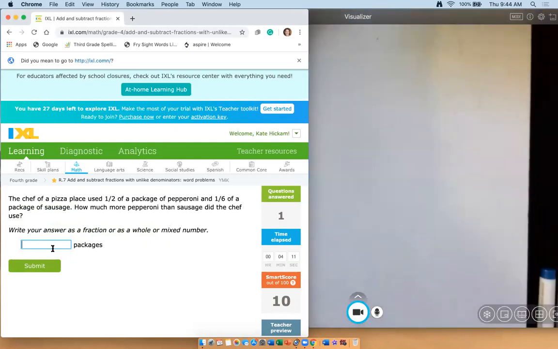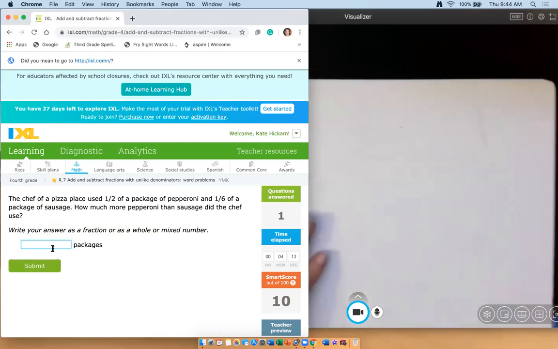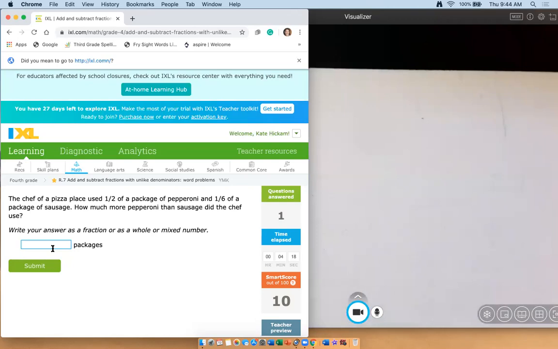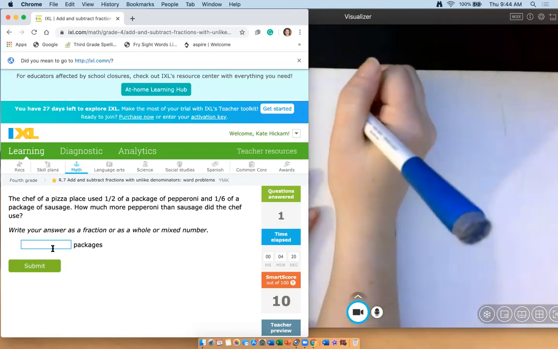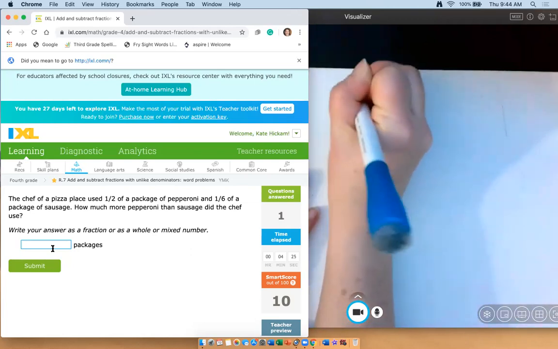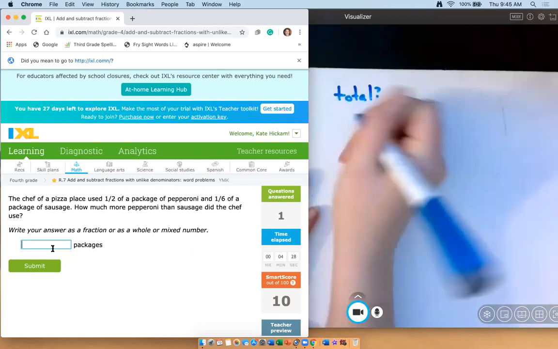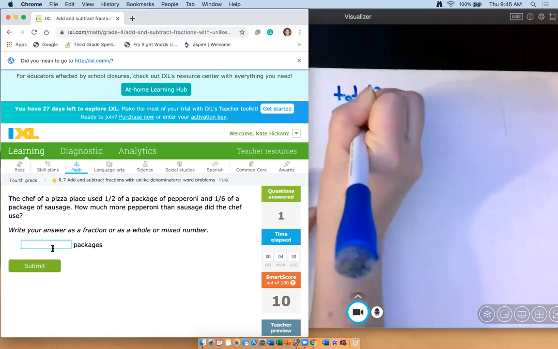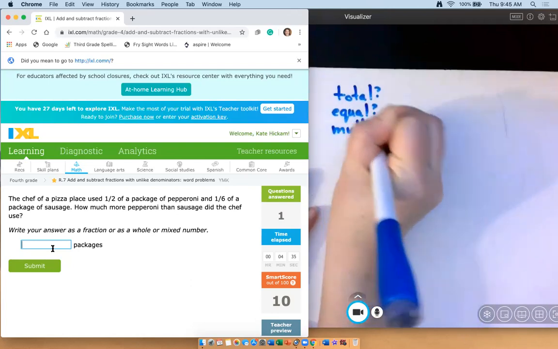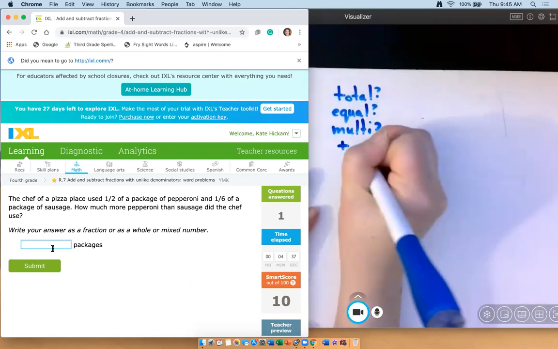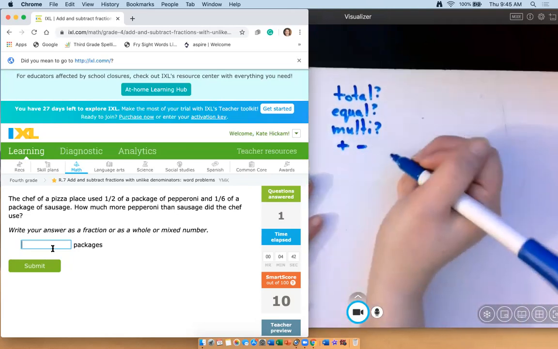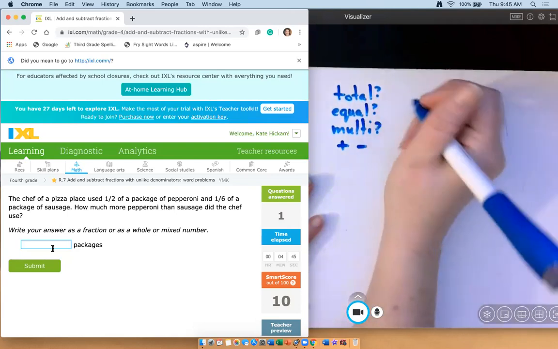Clear my board so I'm ready. So once again, it's a word problem. So I'm going to have total, equal, multi, add, subtract, and normally I would say multiply and divide, but we know it's not. Since we know it's not either of those things, I'm going to say no to equal groups.